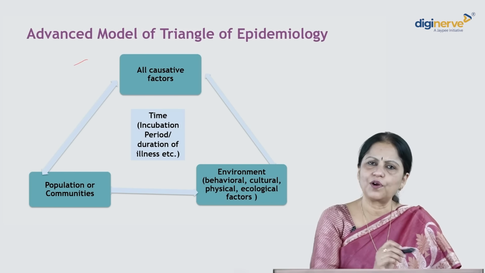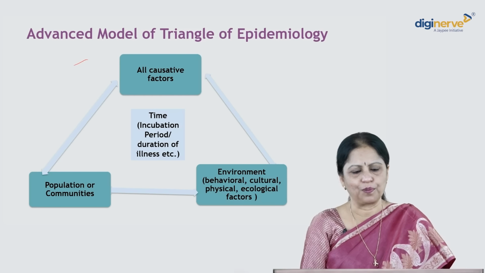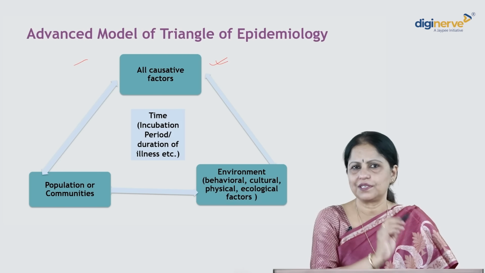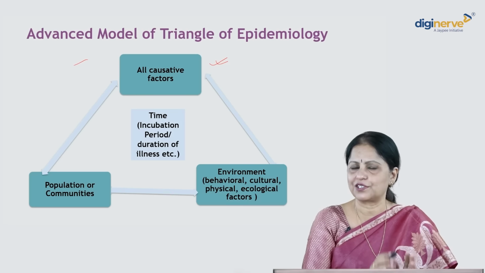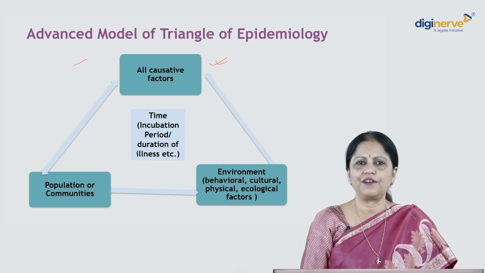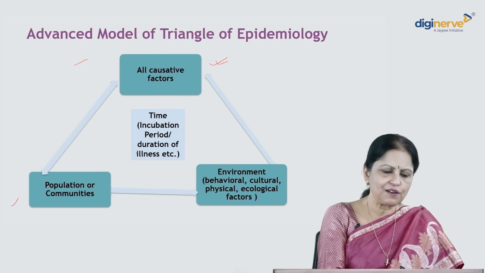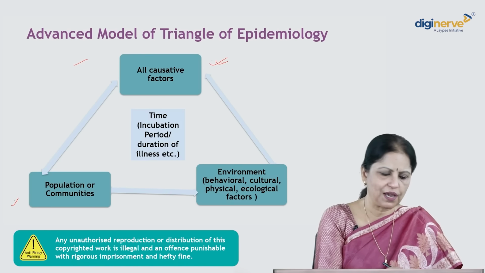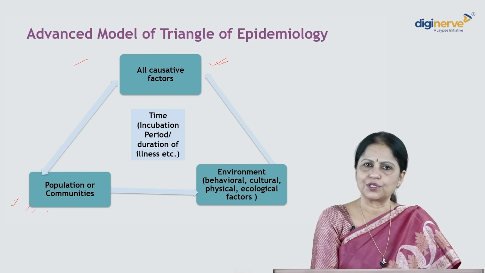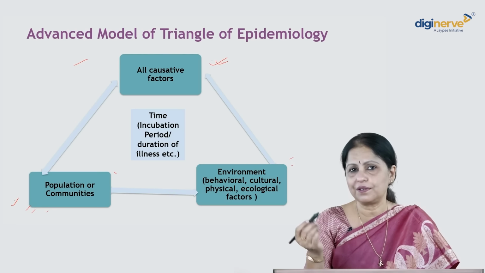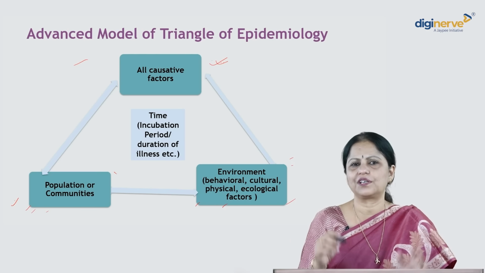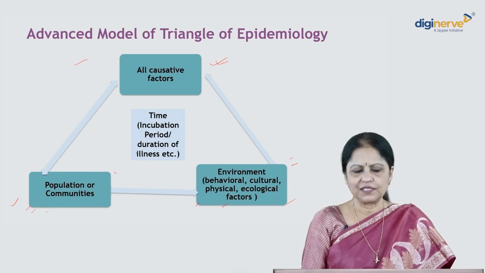Then an advanced model, the triangle of epidemiology, was also proposed. Here, instead of the agent, it is all causative factors, because by this time we had understood the multifactorial causation of disease. All these causative factors are the agent component. Then instead of only the individual susceptible host, we have the entire population or community who are exposed to it. That is the host. And the environment here is not only the physical environment, but the behavioral, cultural, physical, ecological, everything together. That is the environment.